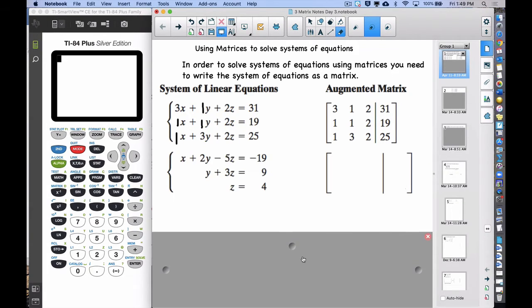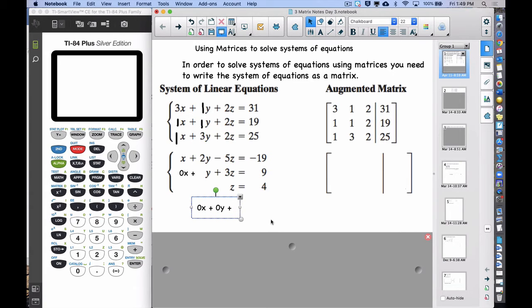The one other one I wanted to show you is if you have something like this, anywhere that you are completely missing terms, we need to fill in zeros. So this is really 0x plus y plus 3z. And that bottom row is really 0x plus 0y plus z. Even though we're not technically writing those out.